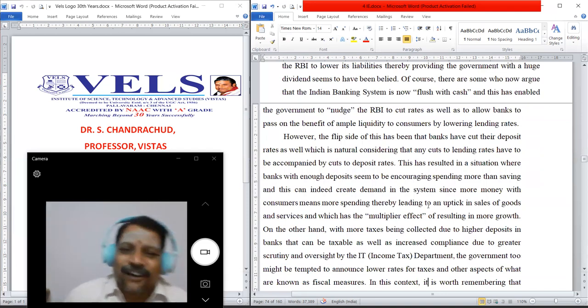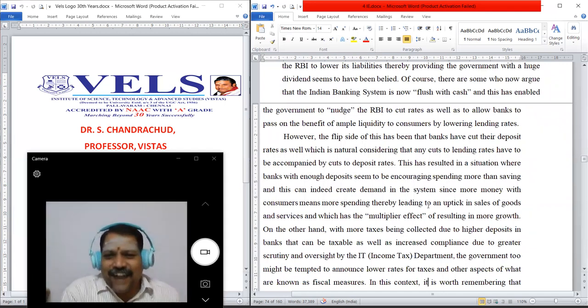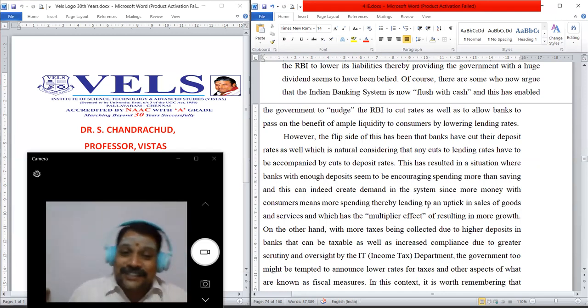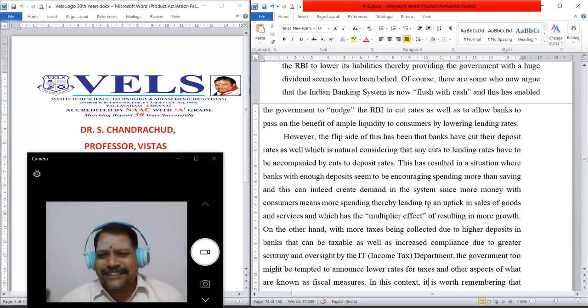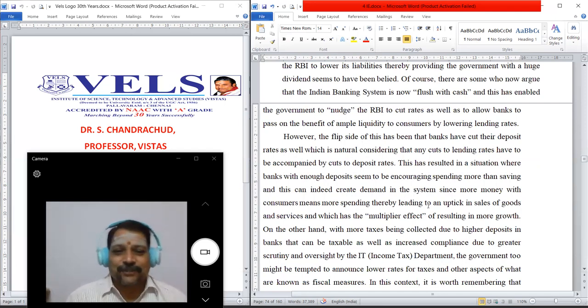However, the flip side of this is that the banks have cut their deposit rates, which is natural considering that any cuts in the lending rates have to be accompanied by a cut in the deposit rates also. So this has resulted in a situation where the banks have enough deposits, which seems to encourage spending more than savings. This can indeed create demand in the system, since more money with the consumer means more spending, thereby leading to inflation.